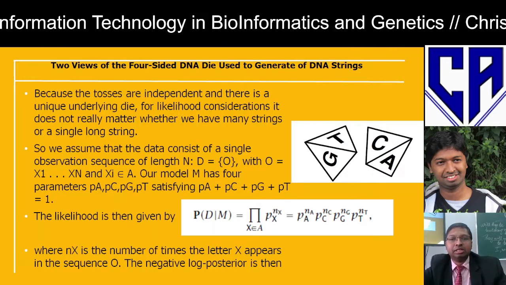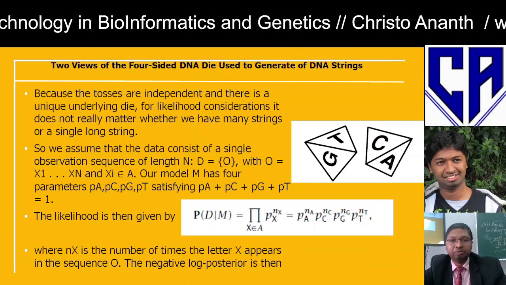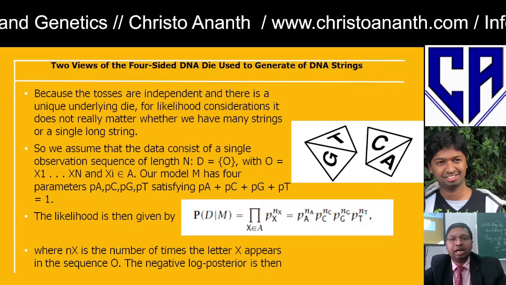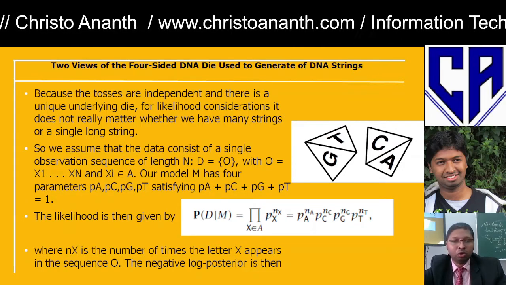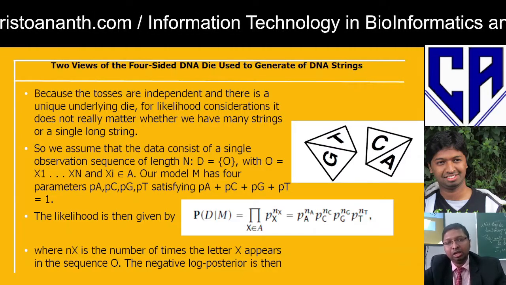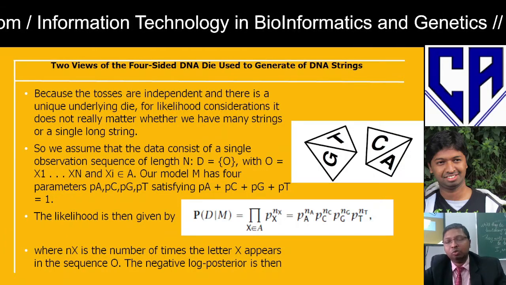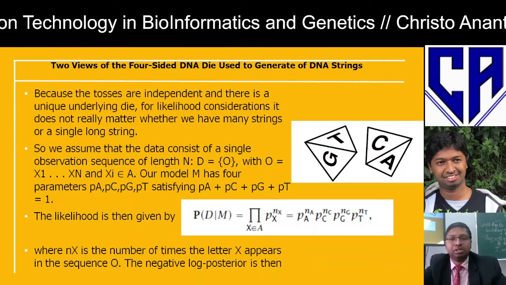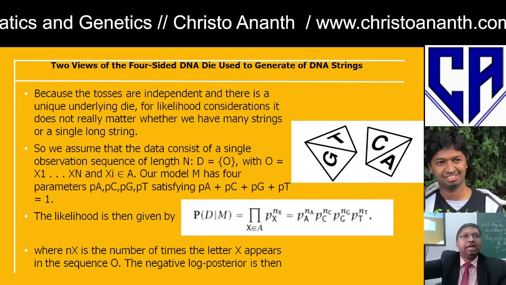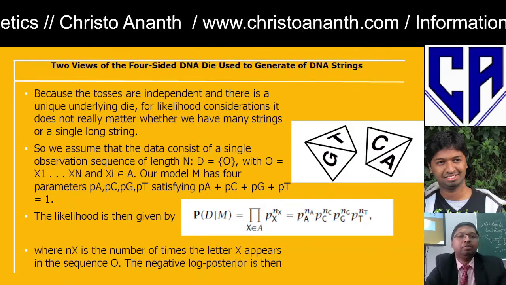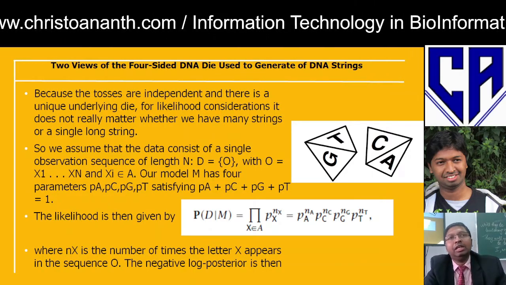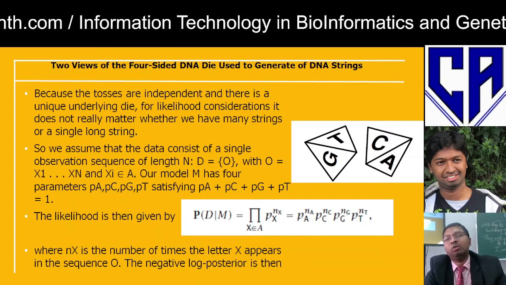This is the likelihood consideration that we will have with a long string. Let us consider a sequence of length n. Here D is said to be a set of O, where O is the sequence x1, x2, x3 up to xn, and each xi belongs to the alphabet A. The model M will have 4 parameters for A, C, G and T: PA, PC, PG and PT. The sum of the probabilities is equal to 1.